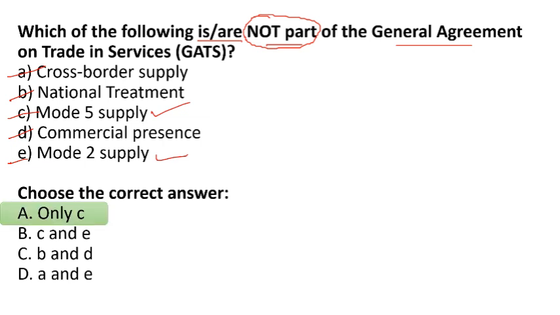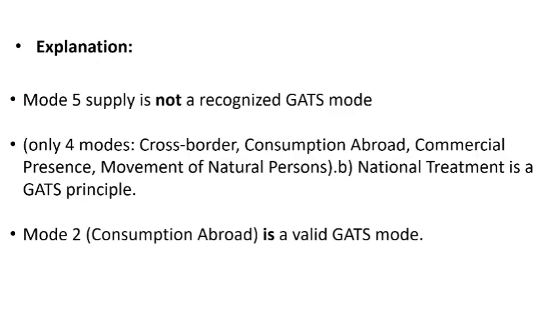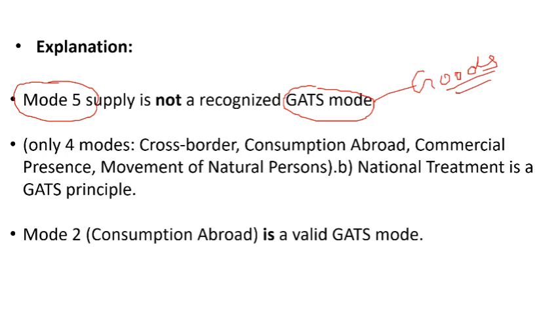So the right answer is option C, that means only mode 5 supply. Correct? Let's have a discussion on it. Basically the right answer is option C, mode 5 only, which is not a recognized GATS mode. Why? Because the mode 5 services are subject to the rules which govern trade in goods, which is not actually related to the GATS, which is focused on the service modes. So it is focusing on goods mode.